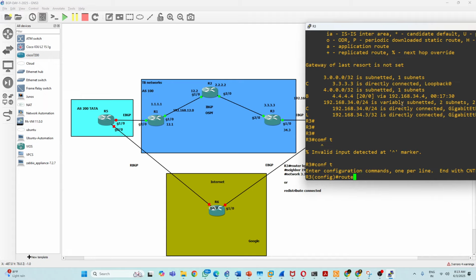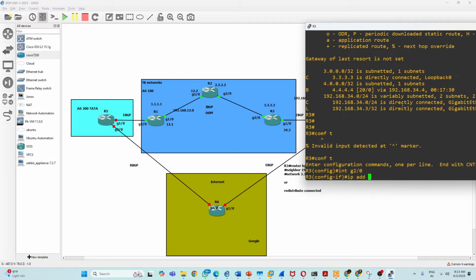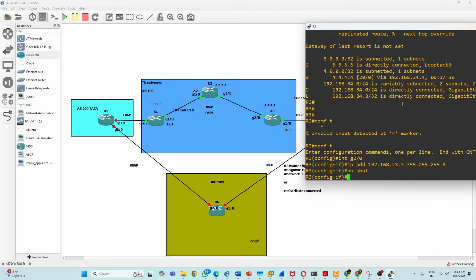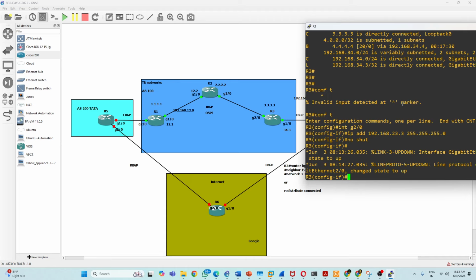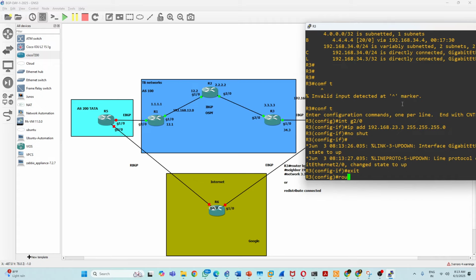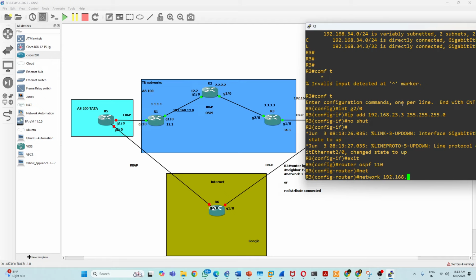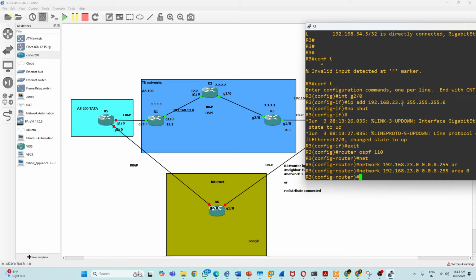Interface G2/0 IP address. So I'm configuring, guys, just IP addresses. Don't feel like he's not explaining anything. I'm just configuring IP addresses. Loopback I already configured, right? So let's try to configure OSPF now. Router OSPF and network 192.168.23.0 and wildcard mask, area 0. And what is the network we have here?